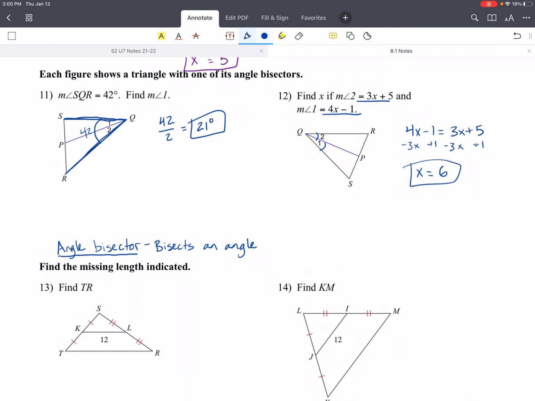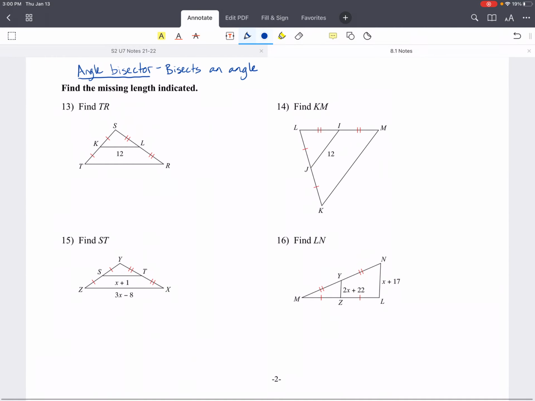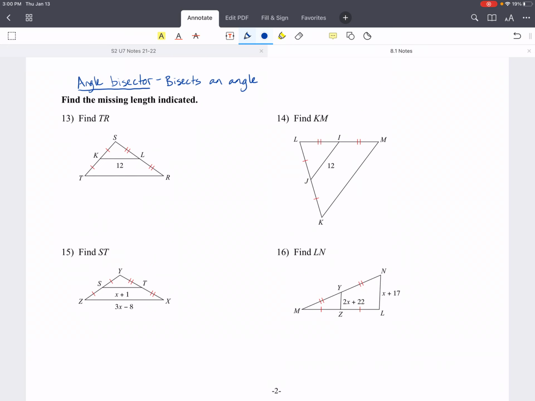Guys, we're so good at math. I can't believe it. Okay, this is it. We're almost done. We love triangles.